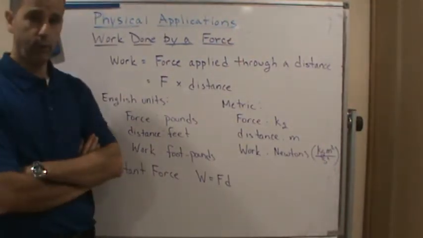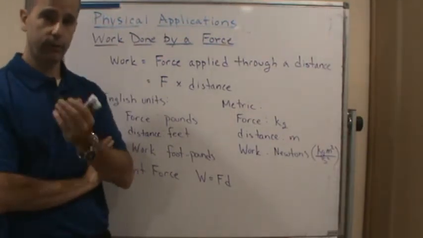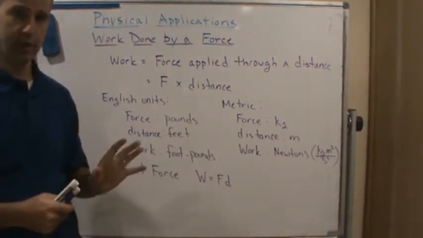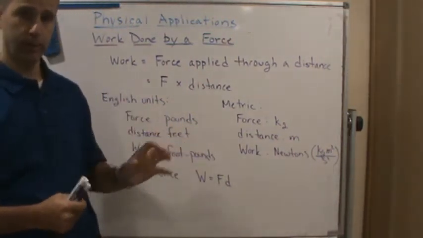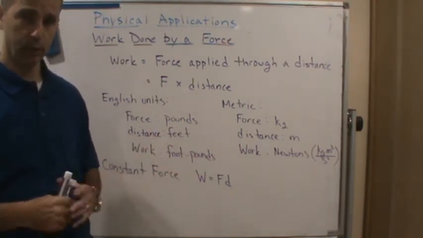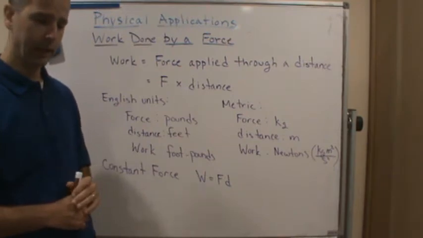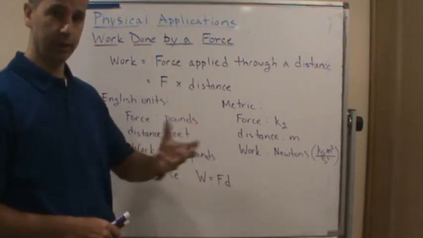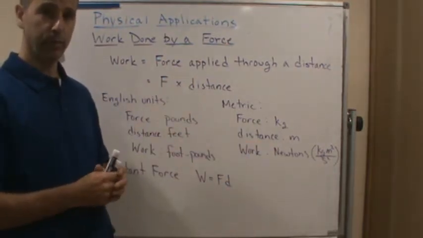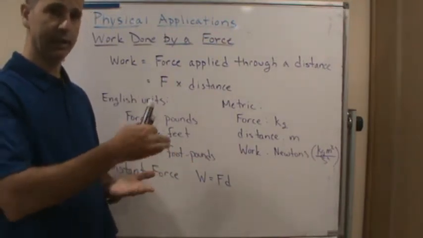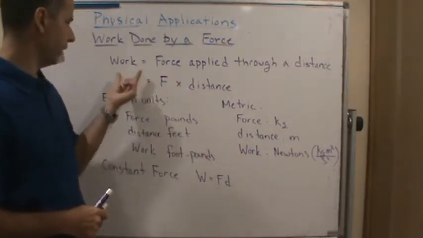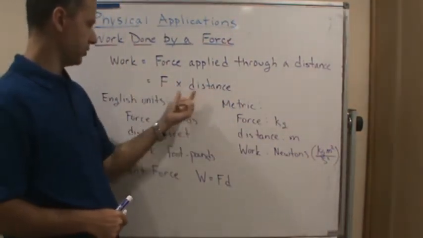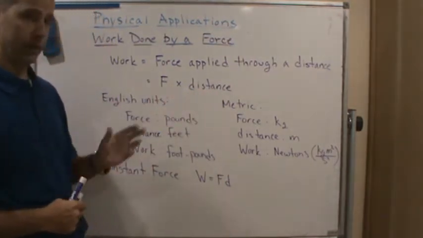So now, work done by a force. In physics, we look at work as a push or pull on an object. Anytime you push an object and it moves, you're doing work, okay? If it doesn't move, you're not doing any work, regardless of how strong or how much force is being applied. If the object doesn't move, work is not being done. Now that could be vertical, it could be horizontal, it could be at an angle, but as long as there's a force being applied to an object and the object moves, that's work. So work is force applied through a distance, and we take that as a multiplication: force times distance is what we get for work.